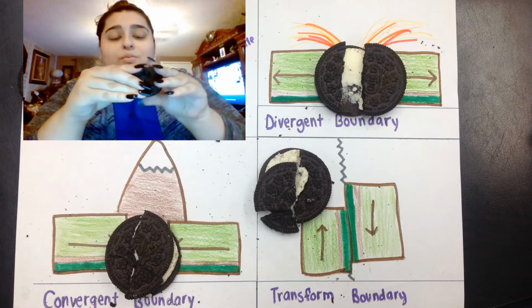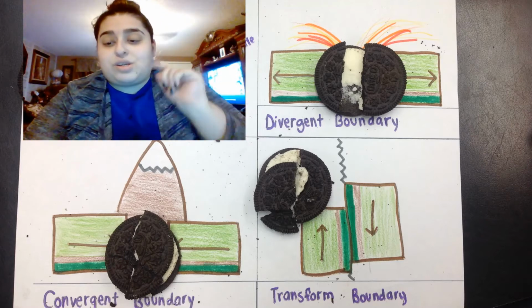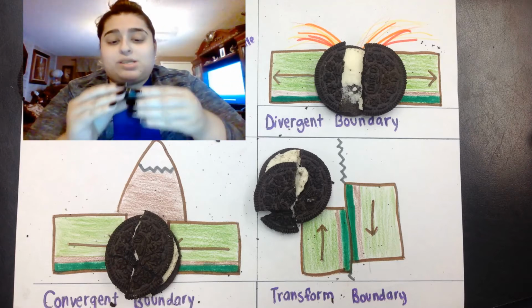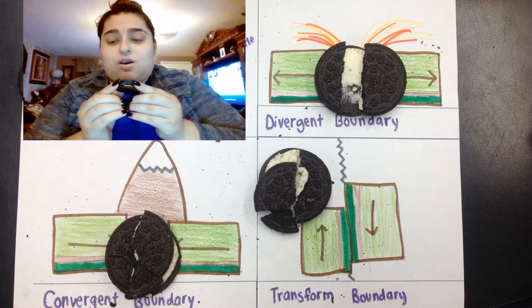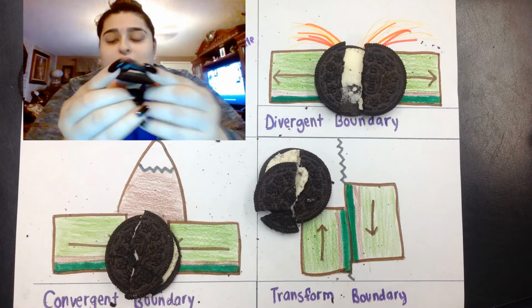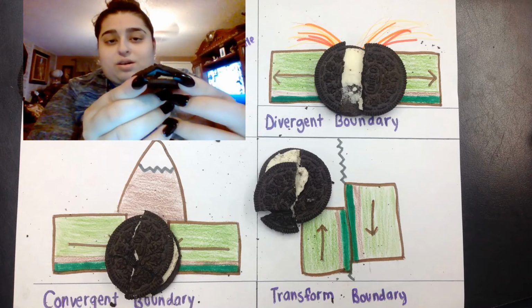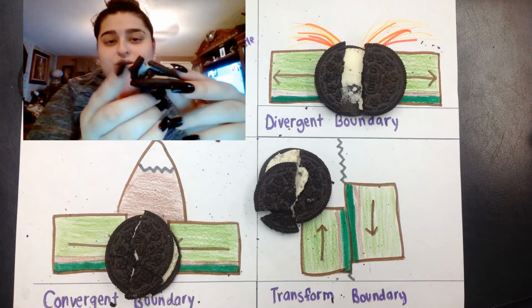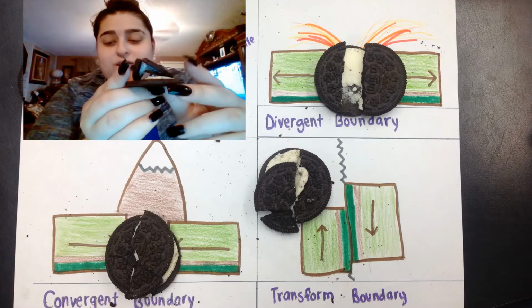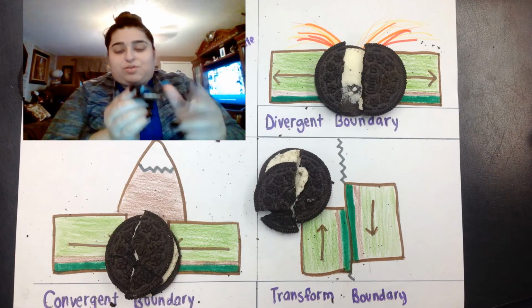Then at the bottom, we have our convergent boundary, and it's a little picture of a little mountain because these cookies are pushed together. You see how I'm pushing it up, and it's sort of looking kind of like a mountain. The little space on the bottom, because I'm pushing it, pushing it, pushing it, and it looks kind of like a mountain. That's what happens with this boundary.